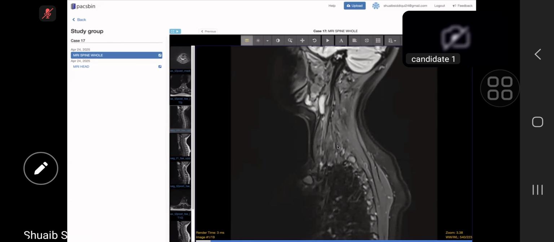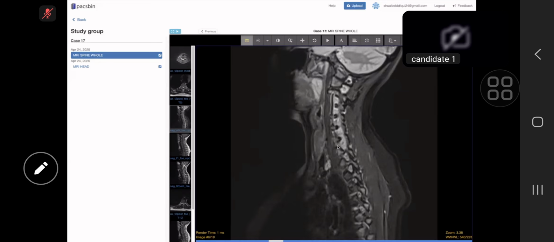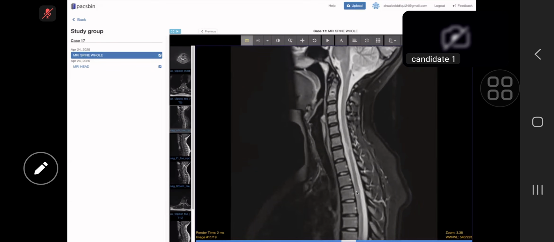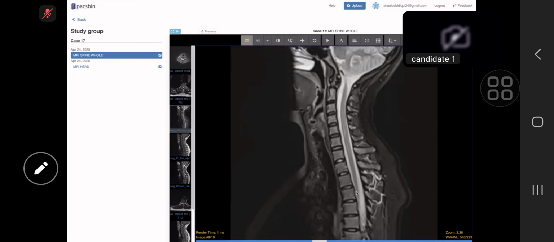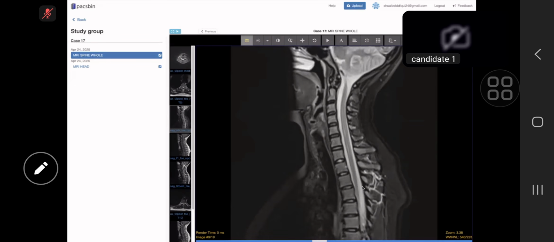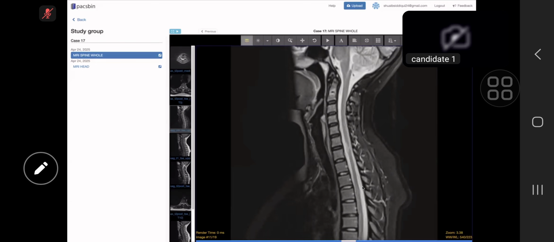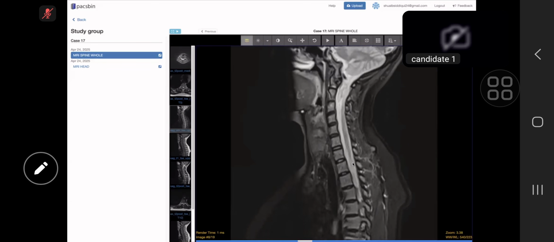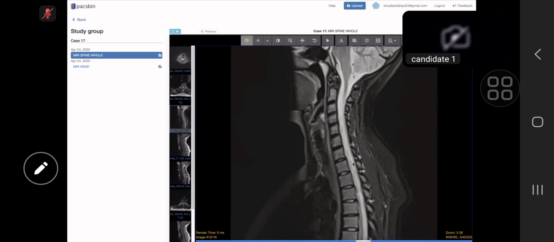Okay, I've been provided with the T2 STIR images of the cervical spine. Here I can see that there is evidence of T2 STIR high lesions in the upper thoracic cord, and they are intramedullary. Apart from that, I'm not able to appreciate any other lesion. No, there is another one noted at a higher level from this.